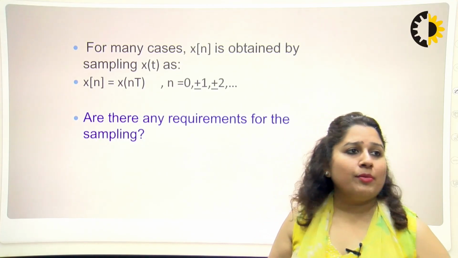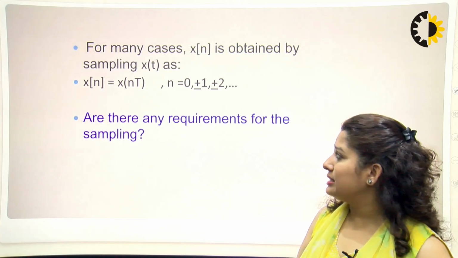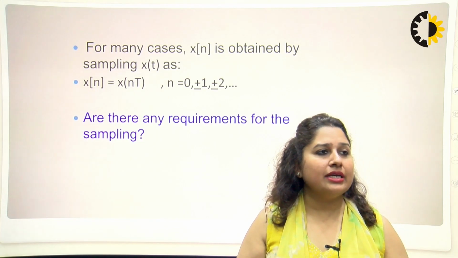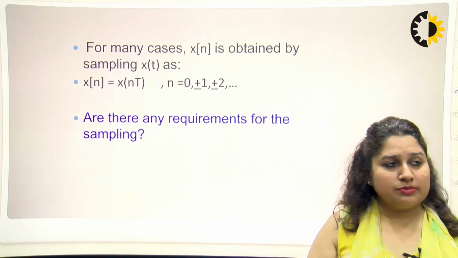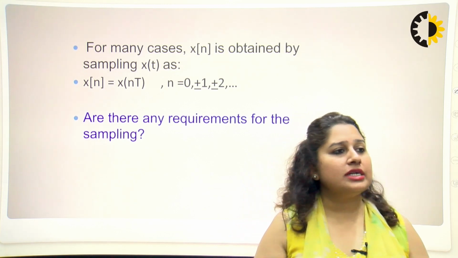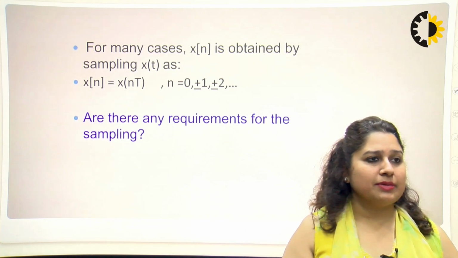For many cases, x[n] is obtained by sampling x(t). You can obtain your x[n], which is the discrete version of the analog or continuous time signal, by sampling with the sampling theorem, that is, x[n] is equivalent to x(nT) for n equal to 0, plus minus 1, plus minus 2, and so on.